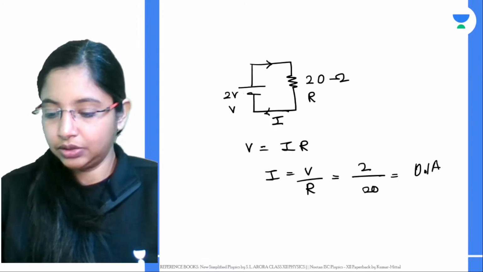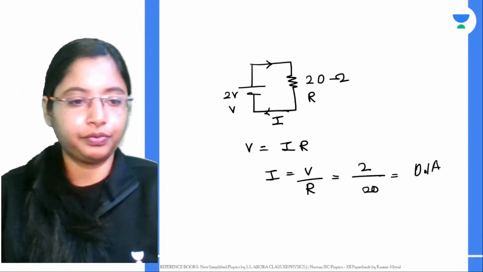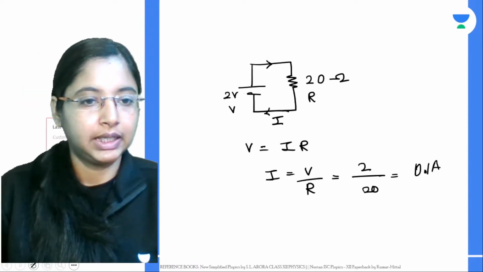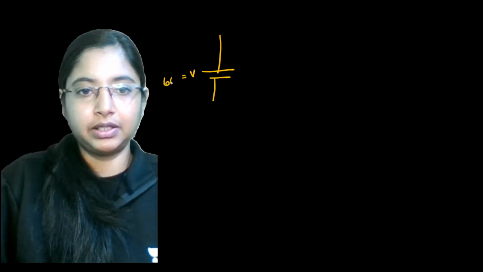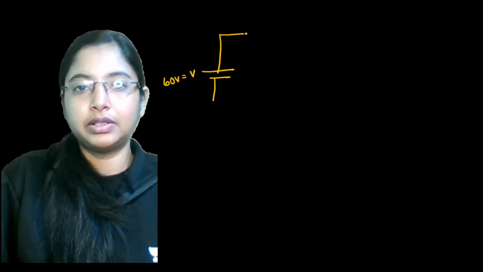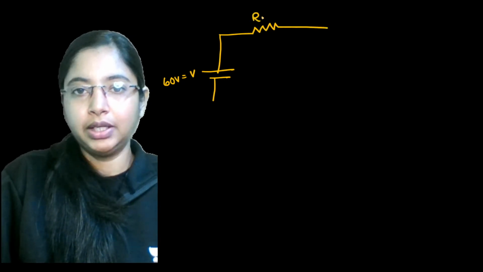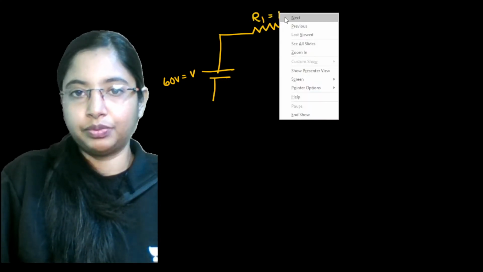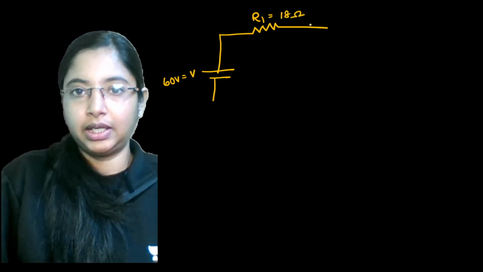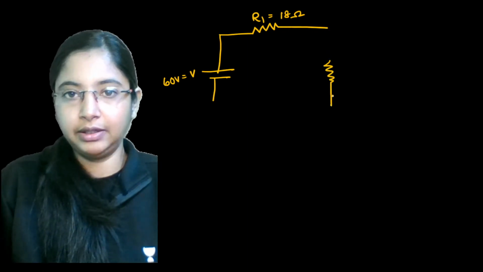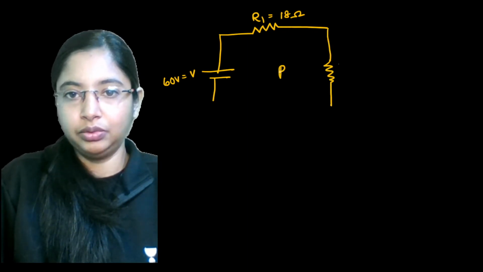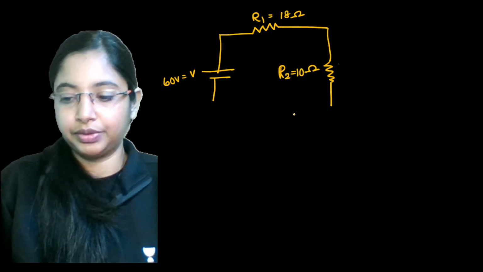Alright, now let's do a few more questions, right? Let's try one more numerical where, okay, let's say we have a battery voltage that is connected to, let's say this is 60 volts, alright, and across this we are connecting to a resistance R1 and it has a value of 18 ohms. From this end we are going to connect to another resistor. Let's say this is basically R2 and this particular value is 10 ohms.